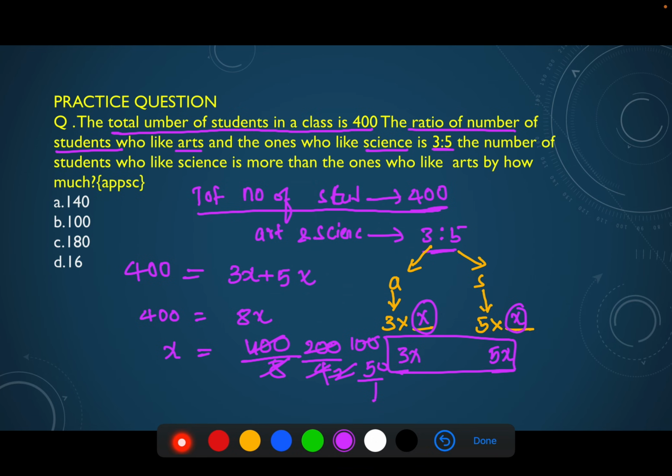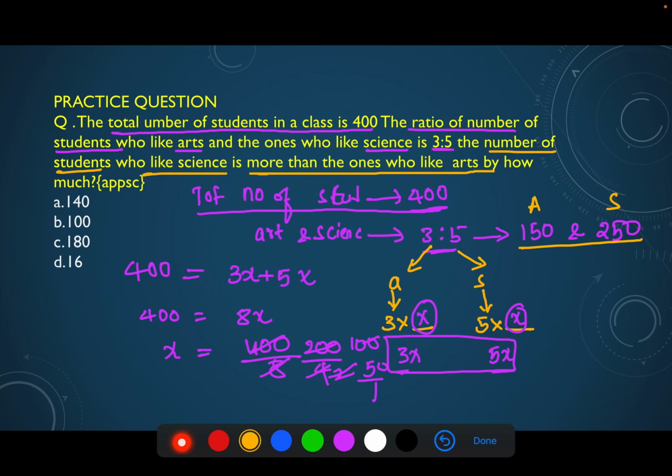So what is the actual number of arts students and science students? The value is 3 into 50, which is 150, and 5 into 50, which is 250. This is the number for arts, and this is for science. What is he asking? The number of students who like science is more than those who like arts by how much? So there is an increase in number. The number is increased by 100.